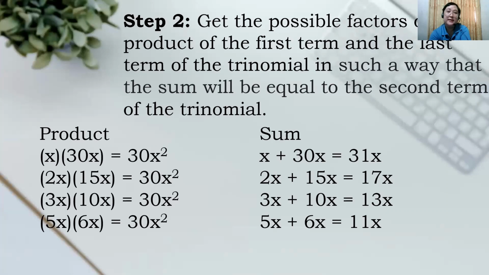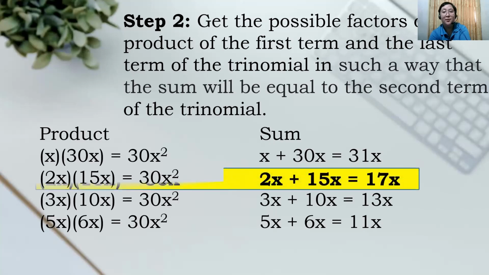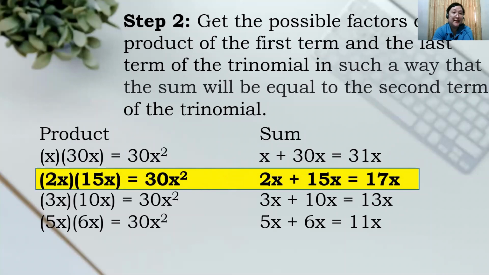These factors give 30x squared, but what about the sum? So what is the perfect combination for what we're looking for? We have 2x multiplied by 15x is equal to 30x squared. And when you add that, you'll get 2x plus 15x, that is 17x. So 2x and 15x is the combination that we're looking for.